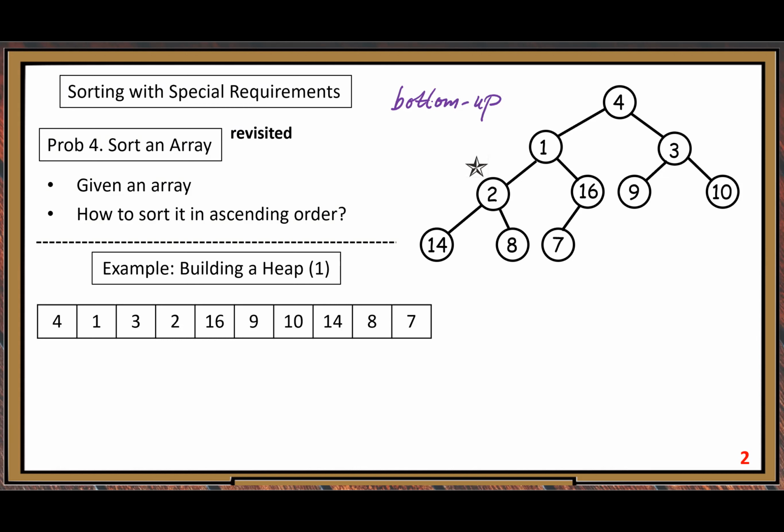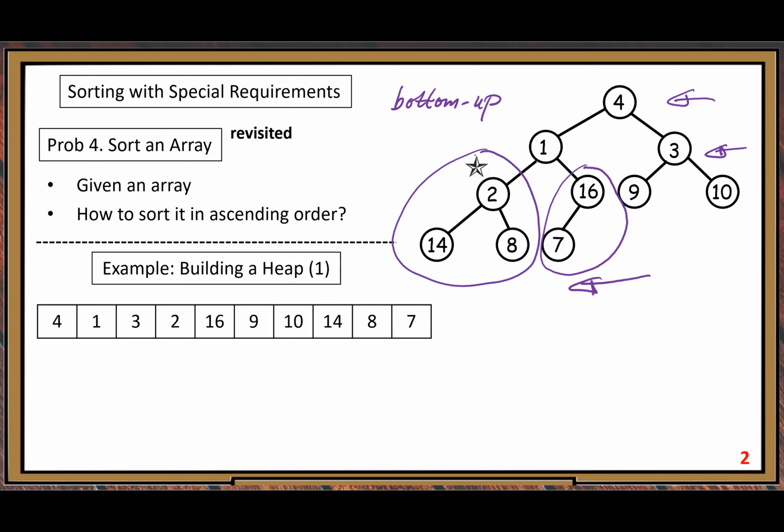Bottom up approach. When we start, first let's check from the bottom, rightmost. Each level from right to left in that order. Bottom up. No violation, right? Node 16 and node 7, no violation. Then we go to the next one.